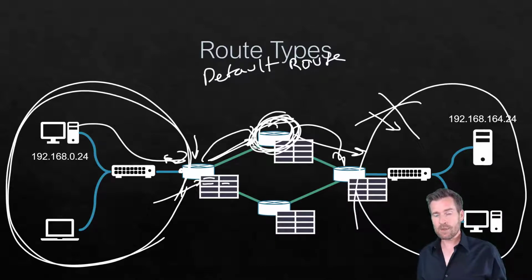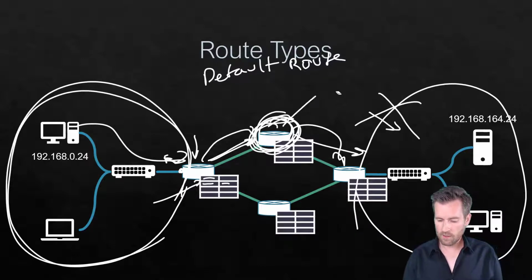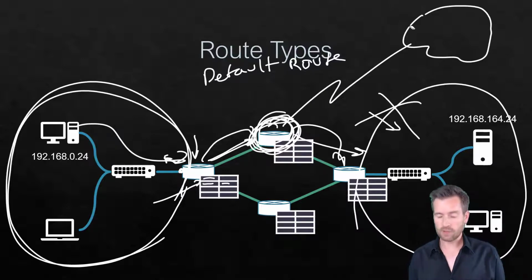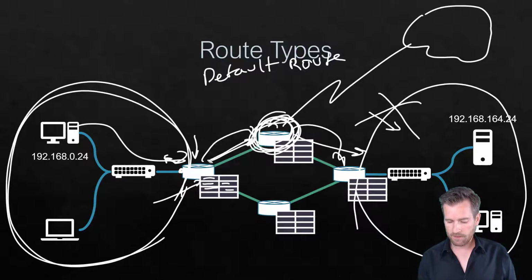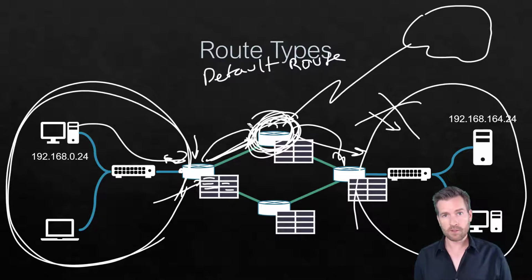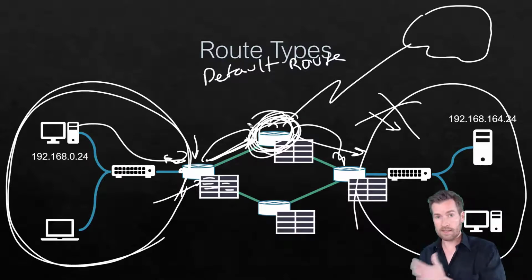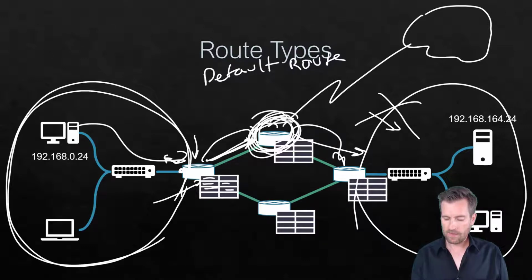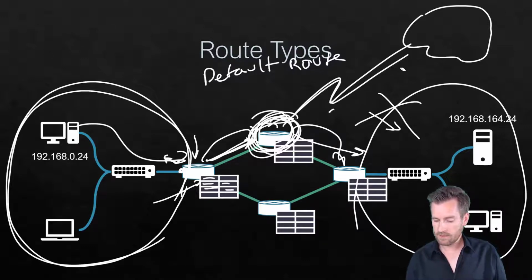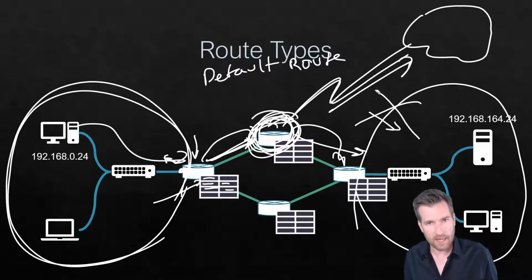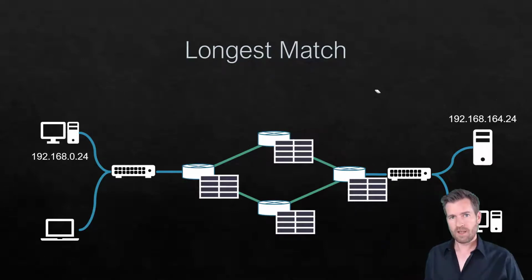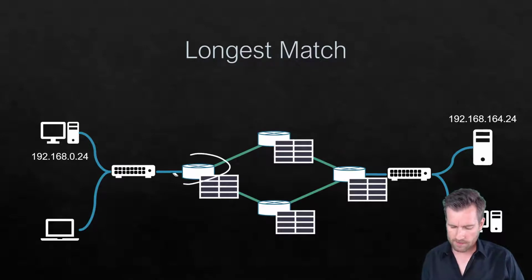Now, typically we see that associated with a router that has access to the outside world. So on here, we'd set up a default route that says, go to this router if you can't find out where it is that you need to send this. And then this router has a default route set to the outside world, or the internet, or your internet service provider.